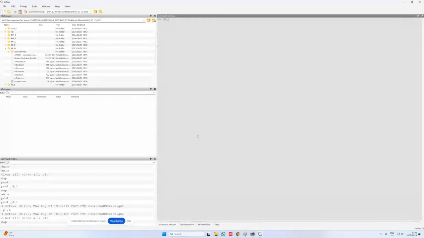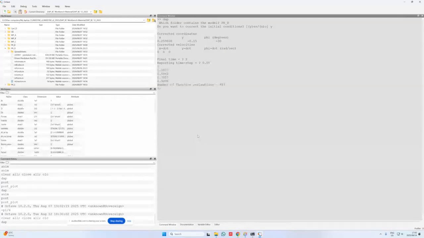And when I ran this problem, we simply typed in DAP, which folder contains the model, so it's PR_D. Do we want to correct the initial conditions? So as I mentioned, yes, it's always good practice to do this. And then our final time, I think we can do something like 2 seconds in this case, and let's perhaps do a 0.01 reporting time step with 453 function evaluations.